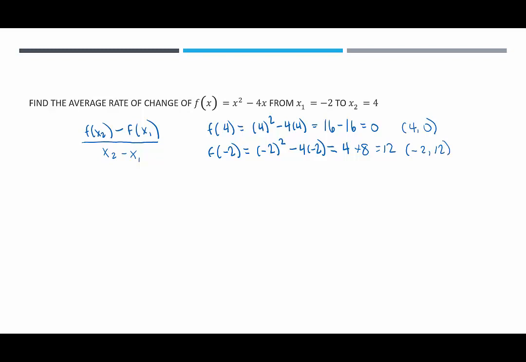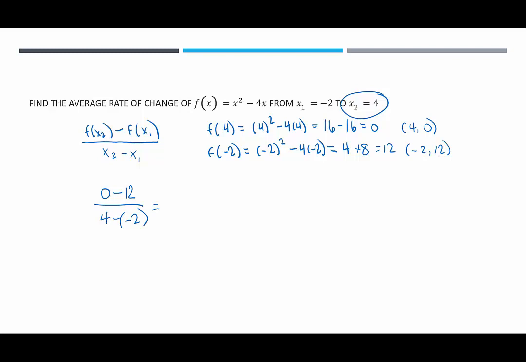So now I have enough information to be able to calculate the average rate of change. Plugging in, f of x sub 2 was 0, so I get 0 minus f of x sub 1, which was 12. Divided by, in the denominator, x sub 2, which was 4, right? That's given right here. Minus x sub 1, so it's minus negative 2. We want to be careful with that. We don't just want one single minus because it's minus that x value, and that x value is negative 2.